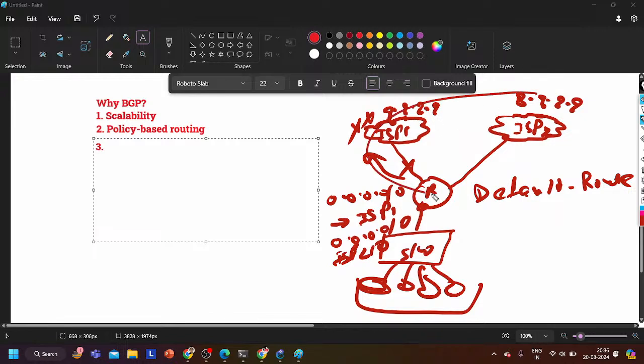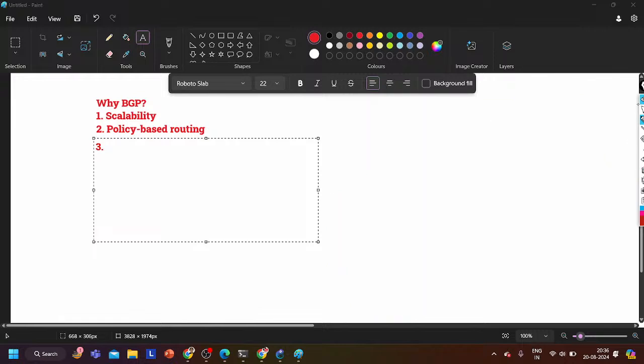But we can achieve load balancing with the help of which protocol? We can perform load sharing with the help of BGP protocol here. Done. So the third reason can be load balancing and failover, you can say. Load balancing and failover.